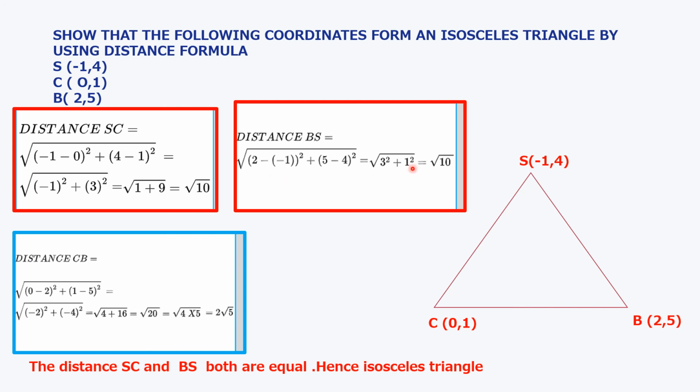Similarly, you have to apply the same process everywhere. You see that in two cases we are getting √10, and in one case we are getting 2√5. It means two sides are equal. Hence it is an isosceles triangle. Which are the two sides? SC and BS. You can say that distances SC and BS are equal, so two sides are equal. Hence it is an isosceles triangle.